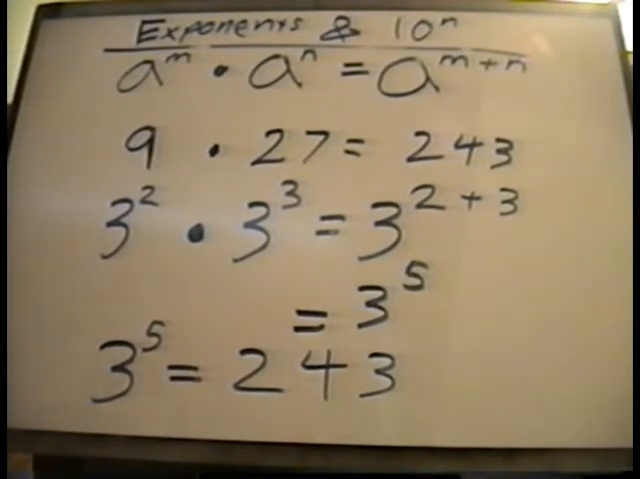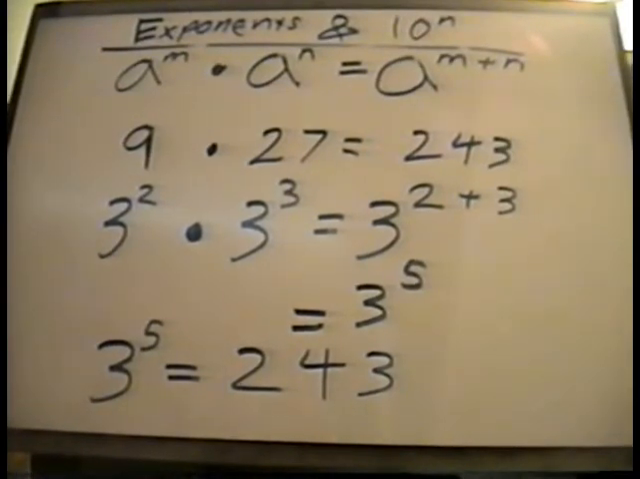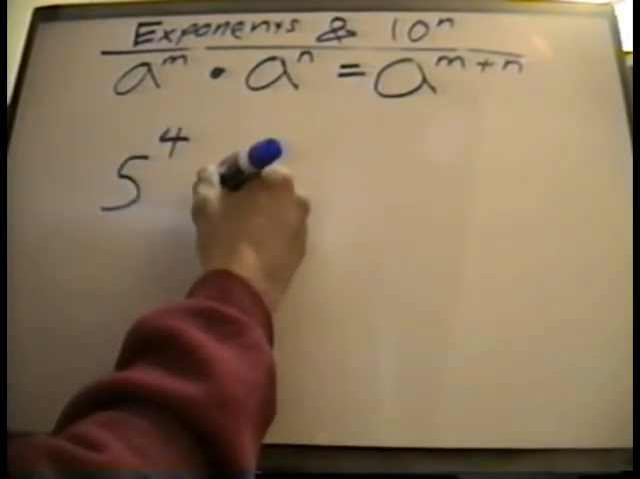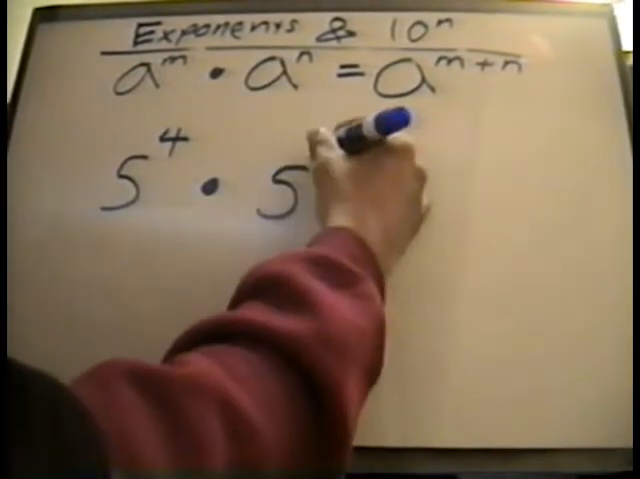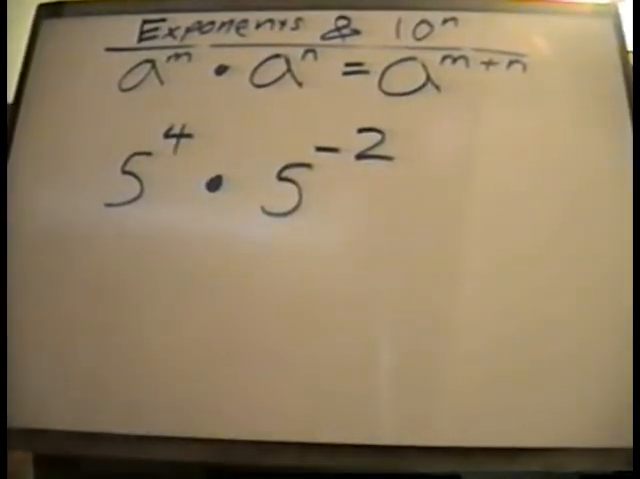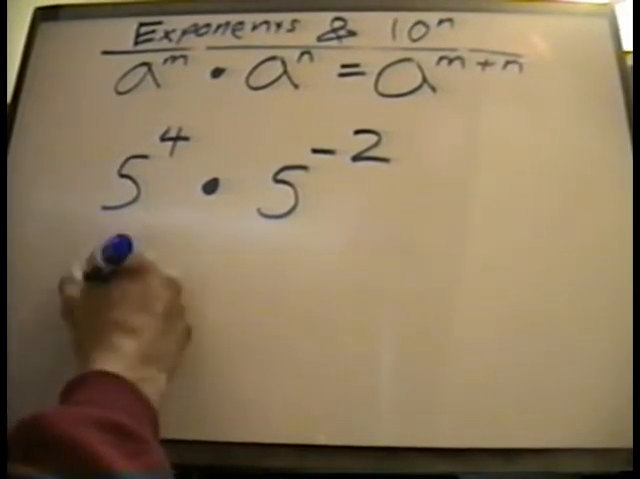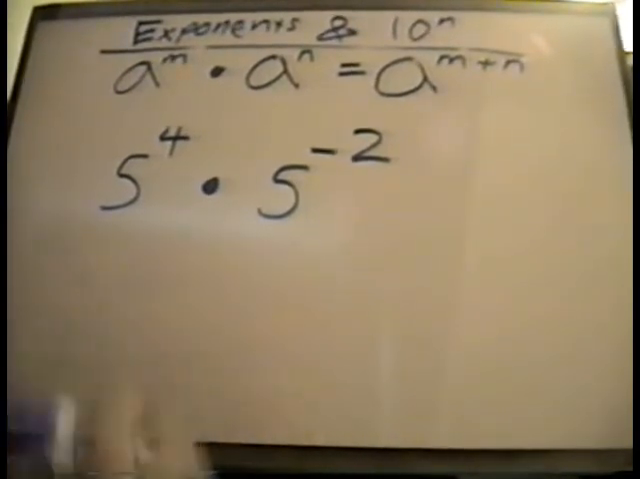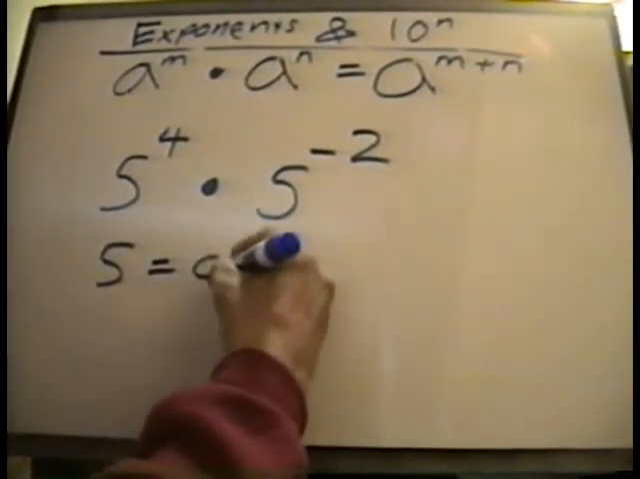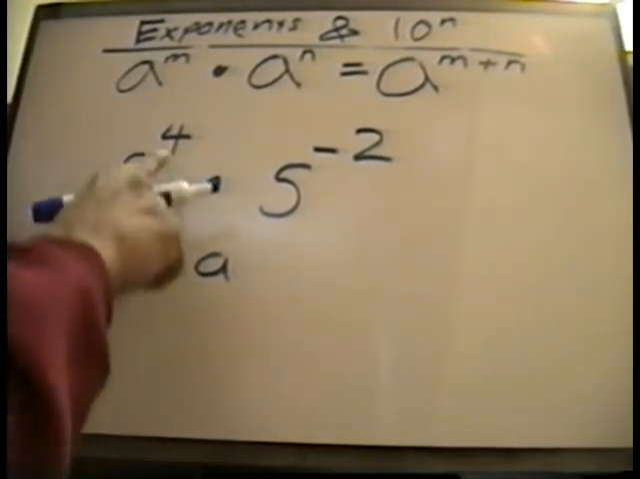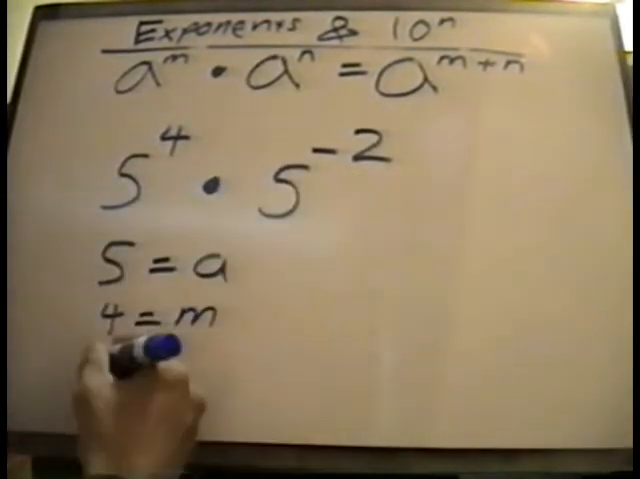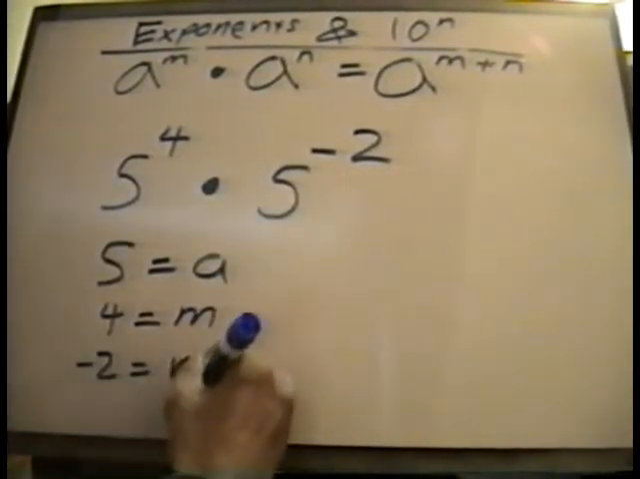What do we get if we have a negative exponent? How does this rule apply? Well, for our form here, 5 takes the place of a, okay? 4 takes the place of m, and then negative 2 takes the place of n. Okay? So we still keep the form.